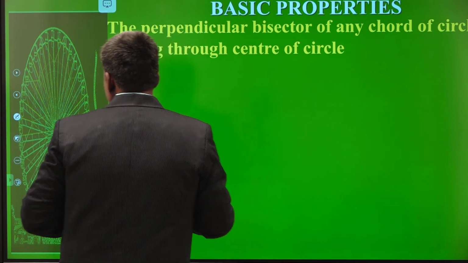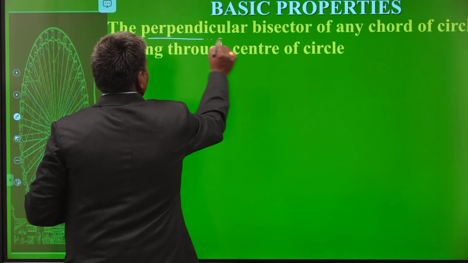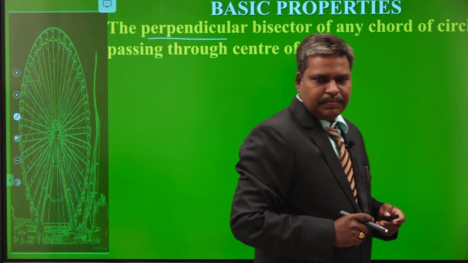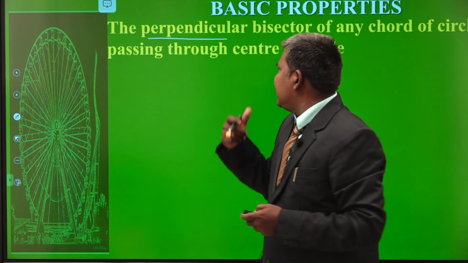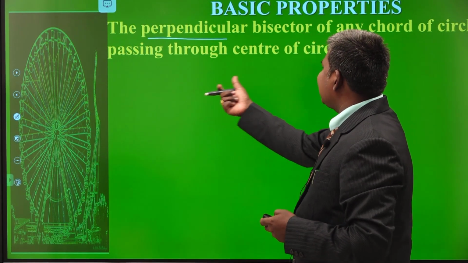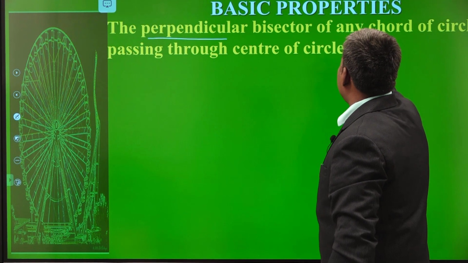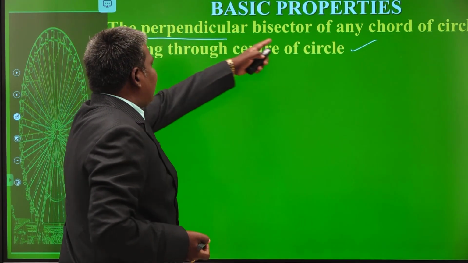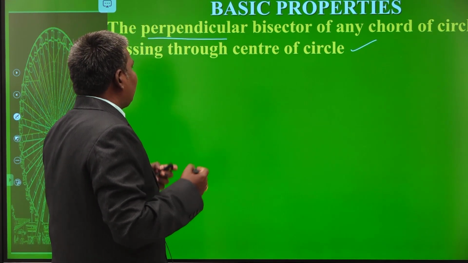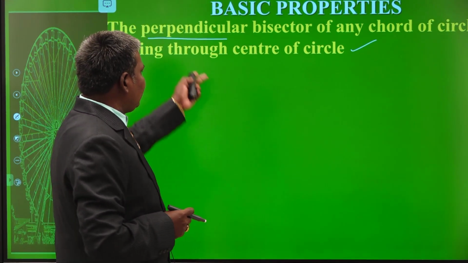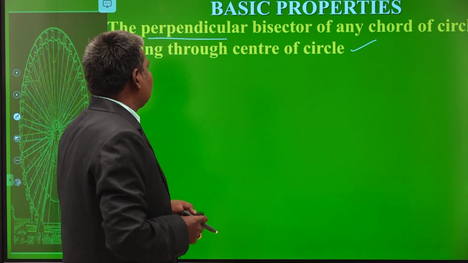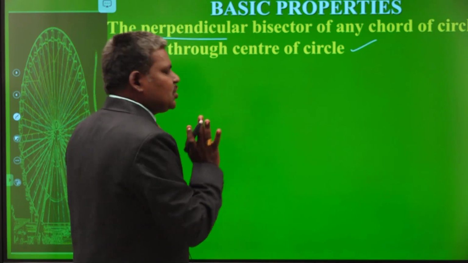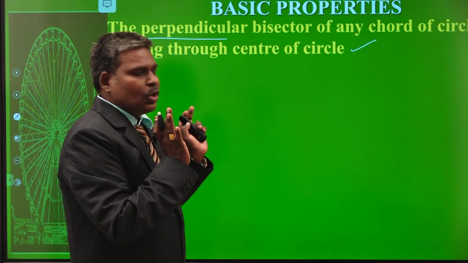First property, let us see this one. The perpendicular bisector of any chord of a circle passes through the center of the circle. This is the property. We have just proved this one: the perpendicular bisector of any chord of a circle always passes through the center of the circle. Already we proved this just 2 minutes back, but I am taking this as the first property. This is a very, very important property. All of you know this property, and many times you can apply it.